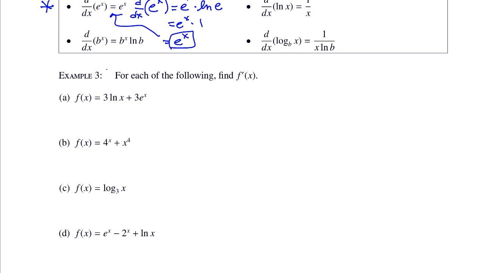All right. Let's do a couple of these here. What is the derivative of 3 ln x plus 3 e to the x? So first we have a 3. What is the derivative of the natural log function? 1 over x. So this is going to be 3 times 1 over x, and I usually just write that as 3 over x. Plus, what is the derivative of 3 e to the x? That's just 3 e to the x. That was the same.